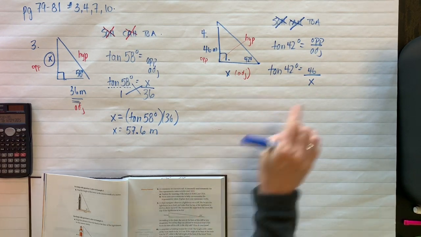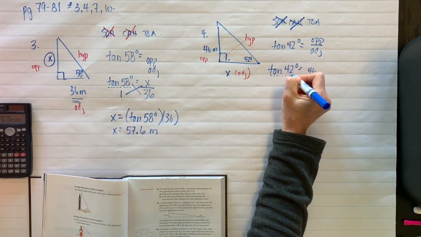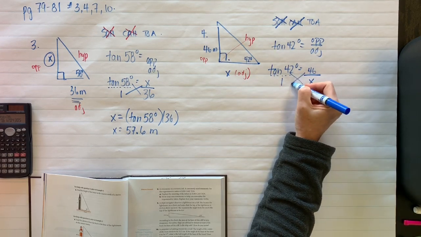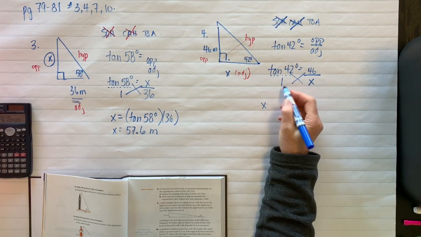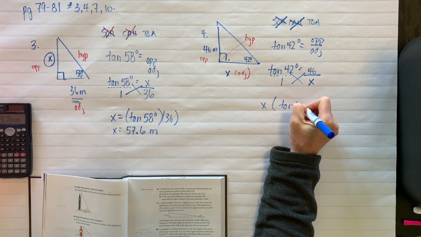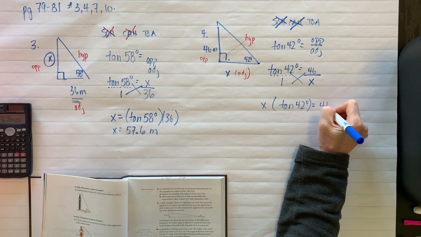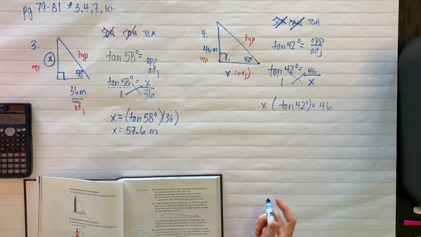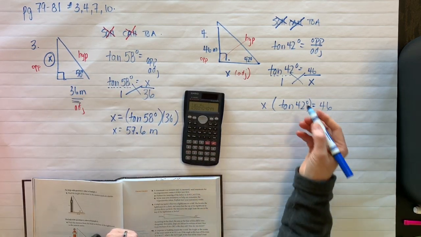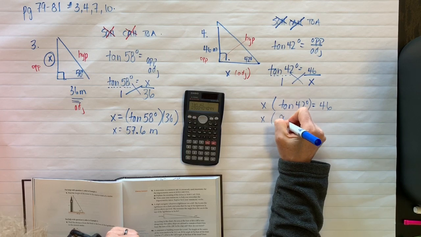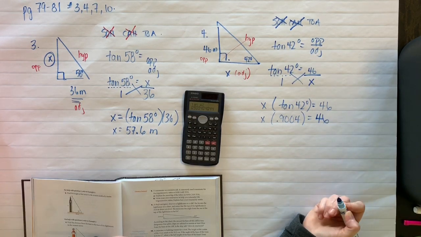Now this question's a little bit different than this one. This one's easy because I can just cross multiply. But over here, look at what happens. When I cross multiply, what I get is tan 42 times x. So I'm left with x times tan 42 equals 46 times 1, which equals 46. Okay, so I'm going to figure out what the tan of 42 degrees is, and we do this always to 4 decimal places.